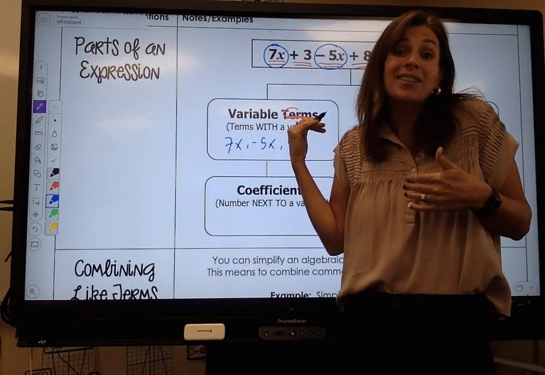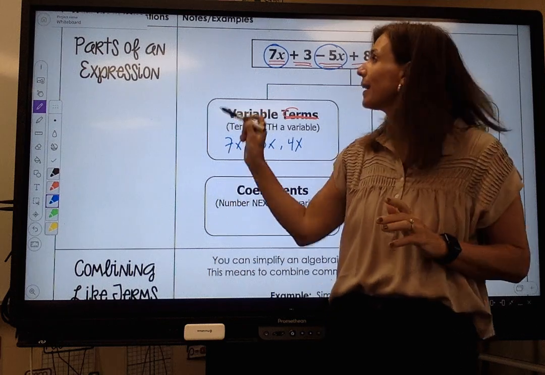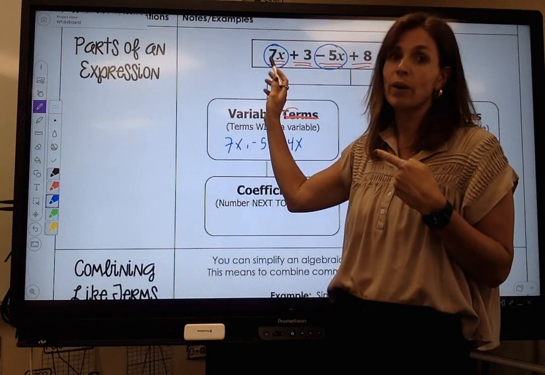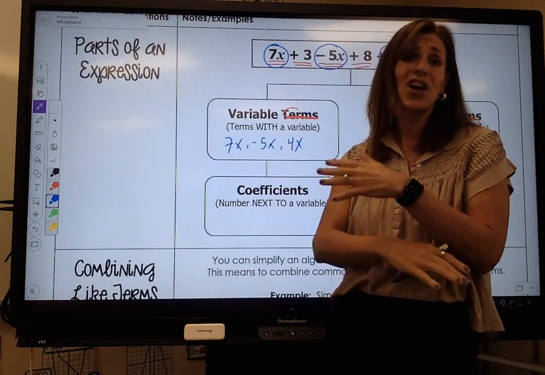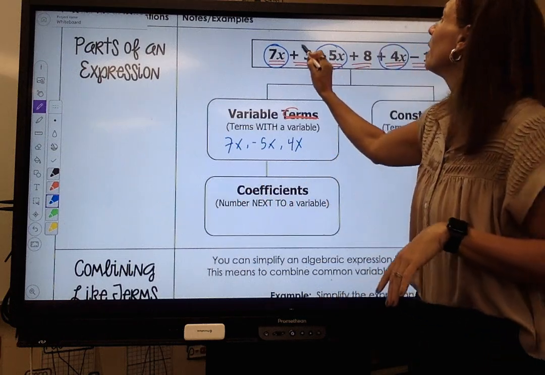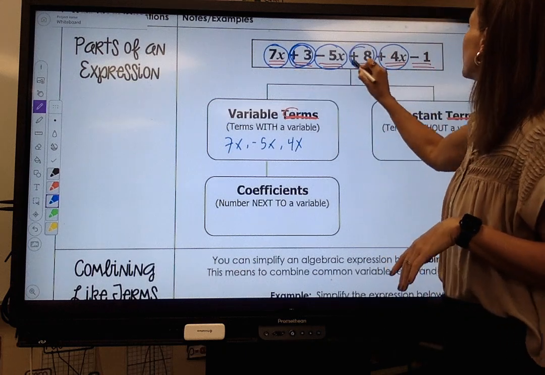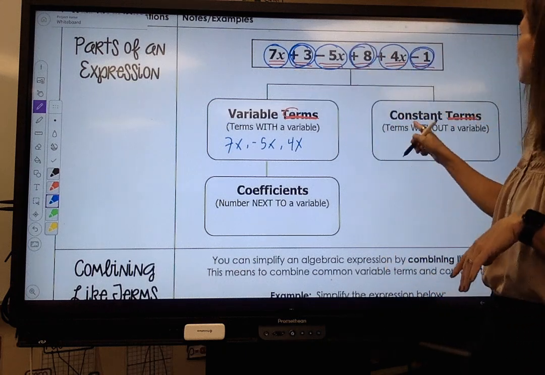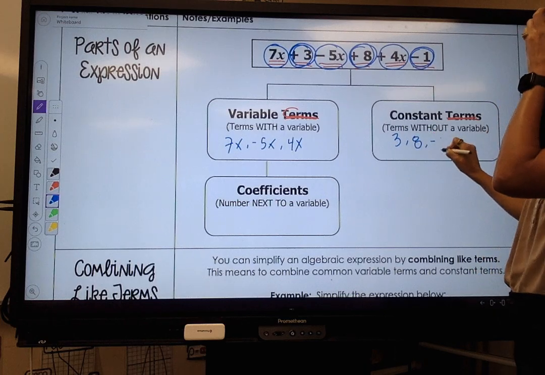So then what's a constant term? A constant term, it's a number. It's always going to stay the same. I can substitute any value I want in there to change that, but a constant term stays the same. It's constant all the time. This will be a 3, always a 3. I can't change it. This is a positive 8, and this is a negative 1. So my constant terms are just numbers that stand alone.